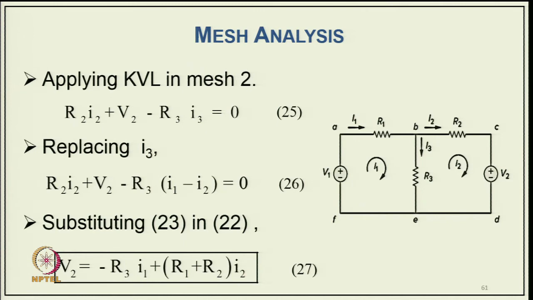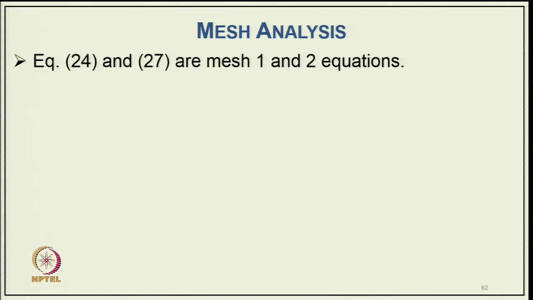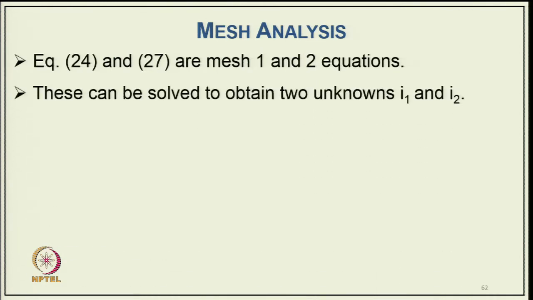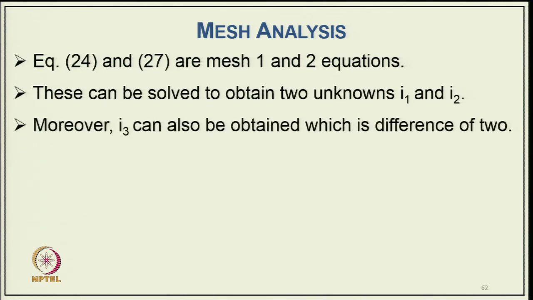Then applying Kirchhoff's voltage law in mesh 2. For mesh 2 we start typically from node B. So, it will be R 2 I 2 plus V 2 plus R 3 I 3, and replacing I 3 we have R 2 I 2 plus V 2 plus R 3 in brackets I 2 minus I 1 equal to 0. Substituting the relation, we get V 2 equal to minus R 3 I 1 plus R 2 plus R 3 into I 2. Now, these two equations of mesh 1 and 2 can be solved to obtain the two unknowns I 1 and I 2.